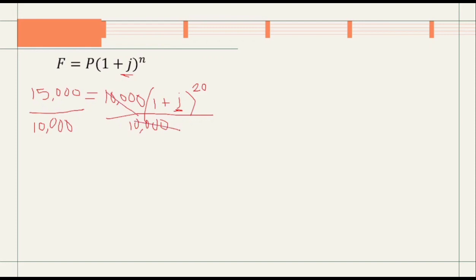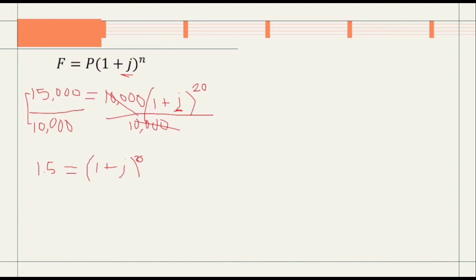Then cancel it. What's left is 1.5, which is the quotient of these two values. 1.5 is equal to the quantity of 1 plus j raised to 20.